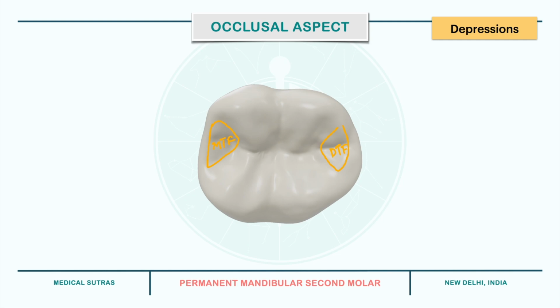Then there are three pits. These include the central pit at the center of the occlusal surface, mesial pit in the mesial triangular fossa, and distal pit in the distal triangular fossa. Then we have three developmental grooves. First is the central developmental groove that runs across the occlusal surface from mesial pit to the distal pit.